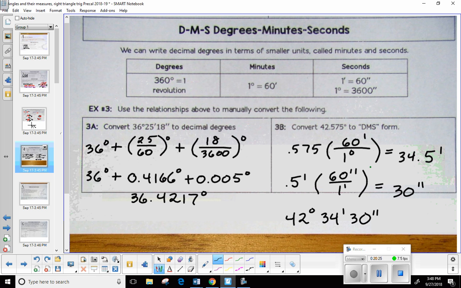So you'll notice the first thing I'm going to do is take the 0.575 degrees and I'm going to go ahead and convert it to minutes. See, we know that 1 degree is 60 minutes, but why did I write it like this? Why did I put 60 minutes over 1 degree? What am I hoping is going to cancel?